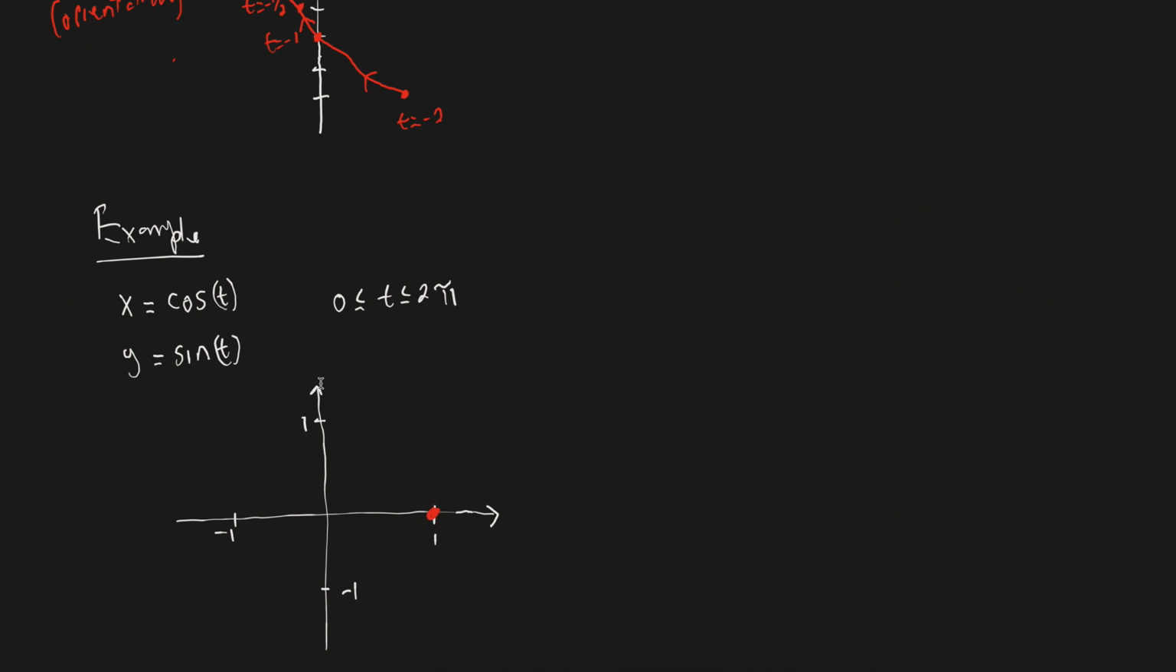And then let's go over here. Now going due north, in 90 degrees, in radians, that will be pi over 2. The cosine of pi over 2 is 0. The sine of pi over 2 is 1. So you're now right here. And then going in this direction, due west is pi. In fact, let me go ahead and write these here.